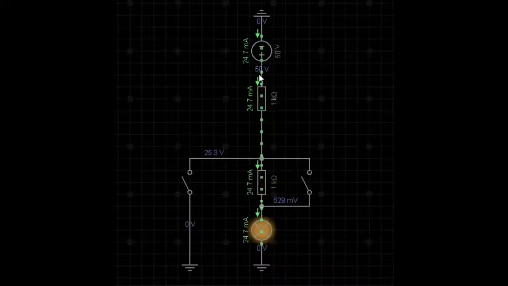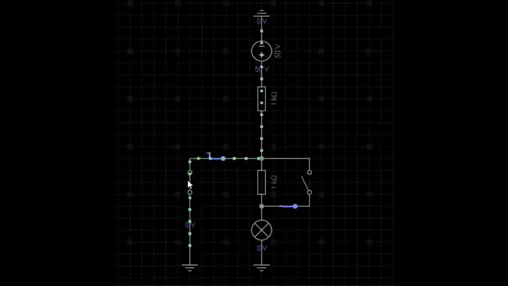So in terms of voltages, we have a voltage drop across this top 1K resistor and a voltage drop across the second 1K resistor, and a small voltage drop across the bulb here. We have a uniform current of 24.7 milliamps. I'm now going to flick the switch here, and that should offer the current an alternative pathway to this earth here.